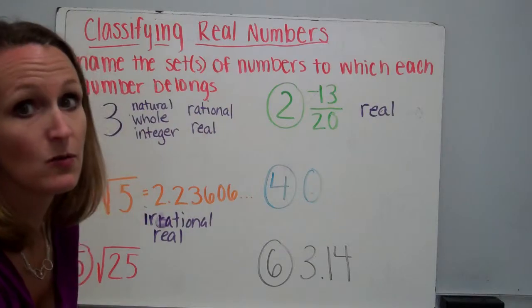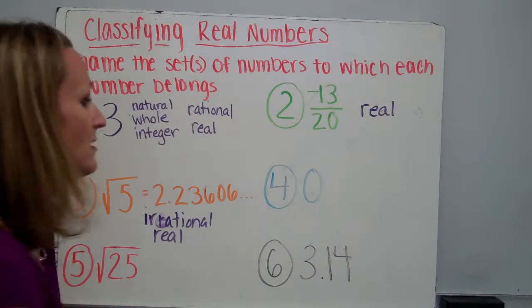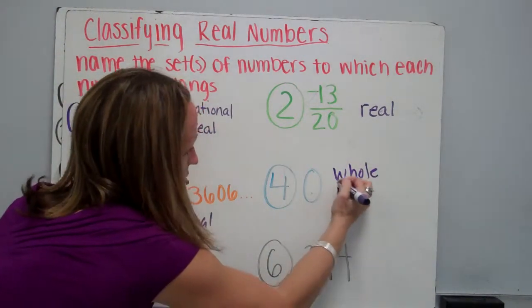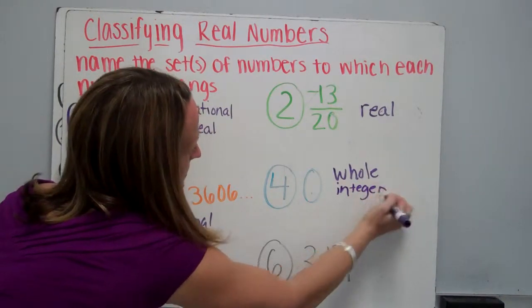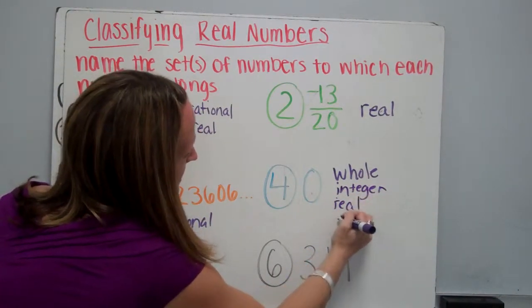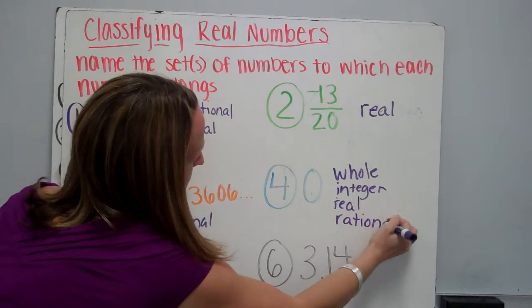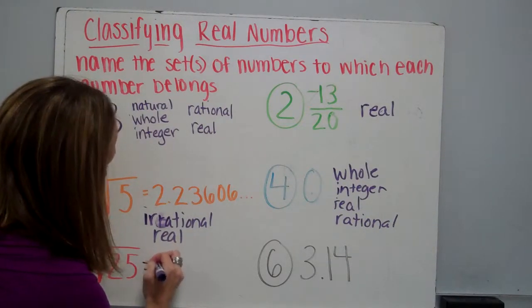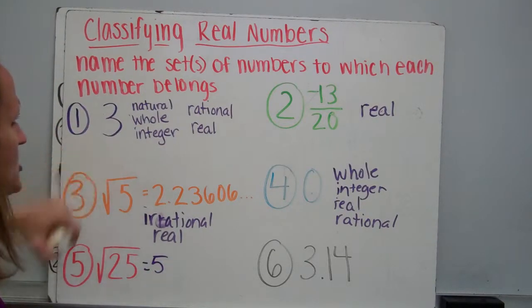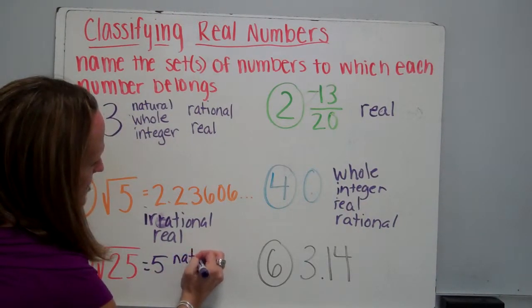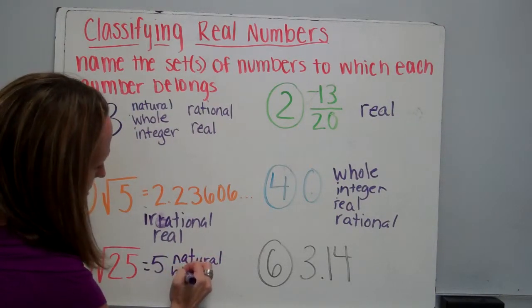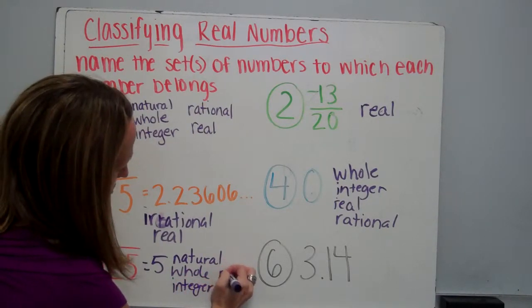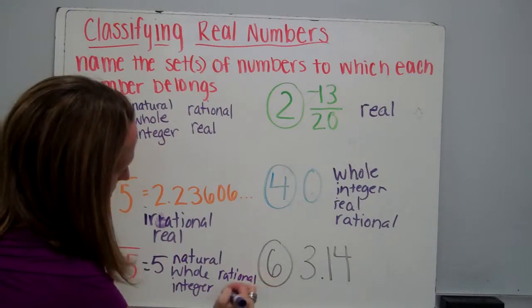What about 0? Well, 0 is not a natural number because we don't say it when we count, but it is a whole number. It would be part of the integers, even though it doesn't have an opposite. It's going to be a real number, and it's rational. What about square root of 25? Well, if we simplify the square root of 25, we get 5. Well, 5, just like 3, is going to fall into every category. Natural, whole, integer, rational, and real.